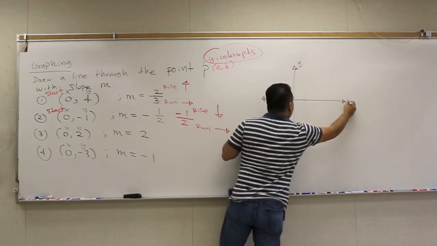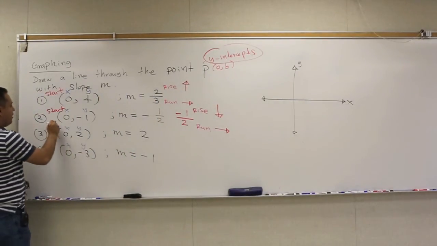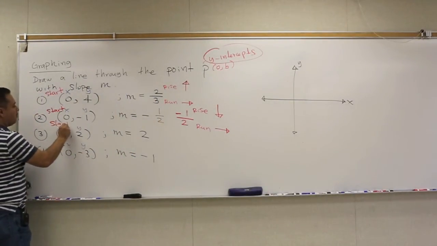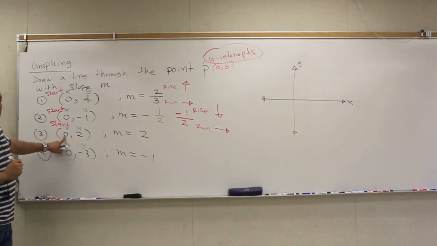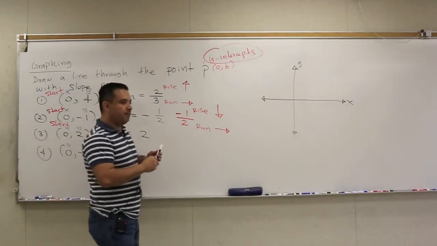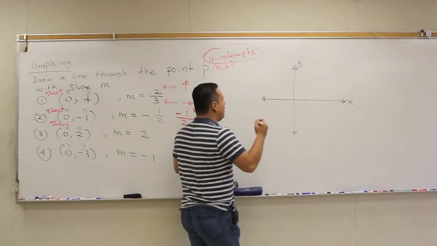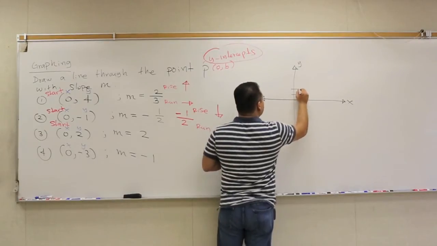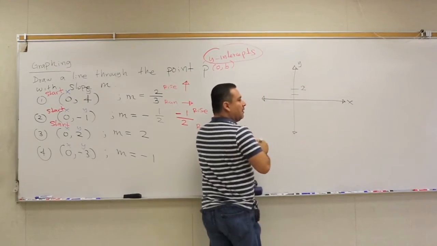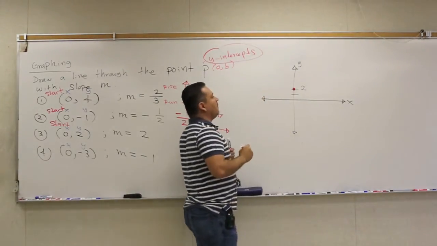Y-axis, x-axis. We're going to start again with our point. This time, what do you guys notice about the starting point? Where on the y-axis do we start? Anybody know? Where do we start? At 2? Okay. At 2 on the y-axis, is that 2 positive? Okay, so we're going to start up here. This is our starting point. This is our y-intercept.